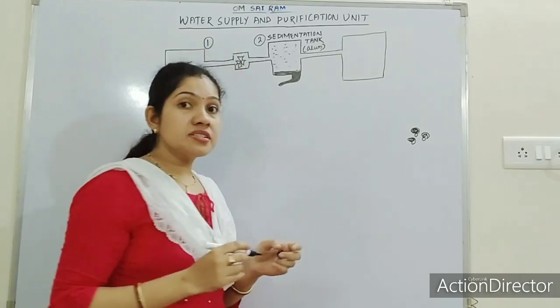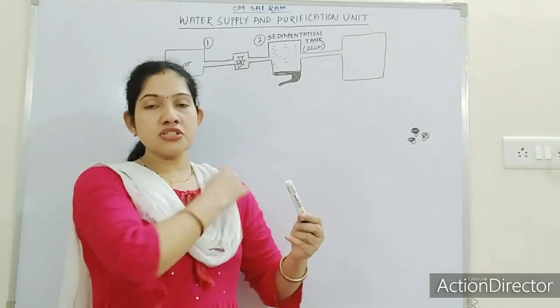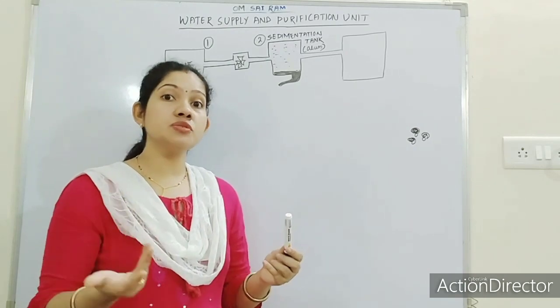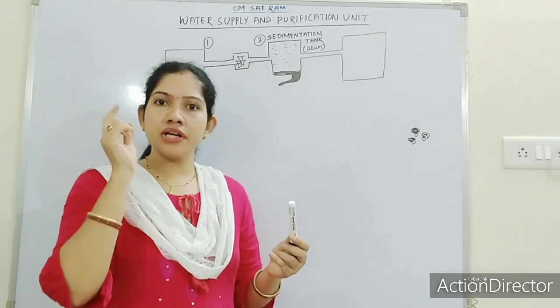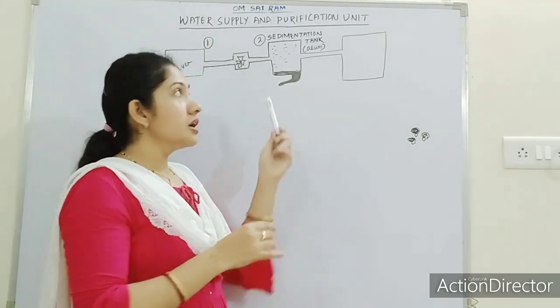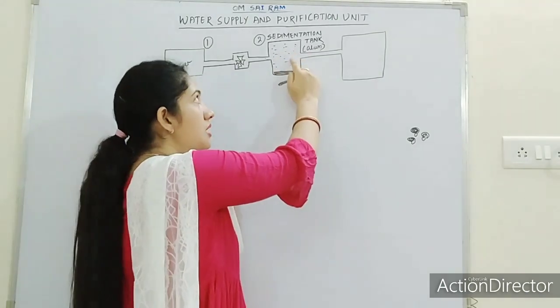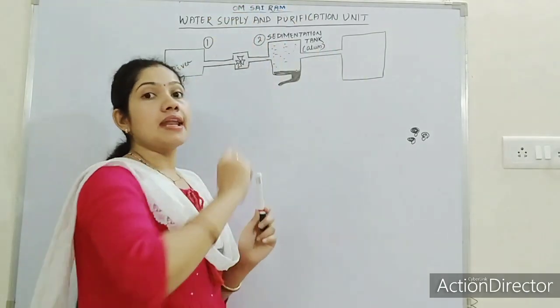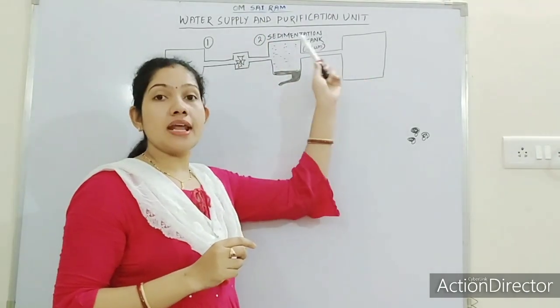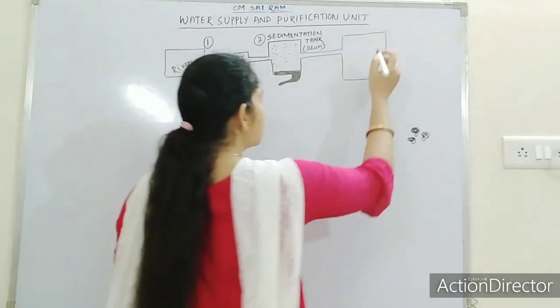So after sedimentation, which process? After the completion of sedimentation, we have to repeat which process? Decantation. Already this all topic we have done. So after sedimentation, we have to release the clear water slowly to another container or another tank. This is called a filtration tank.